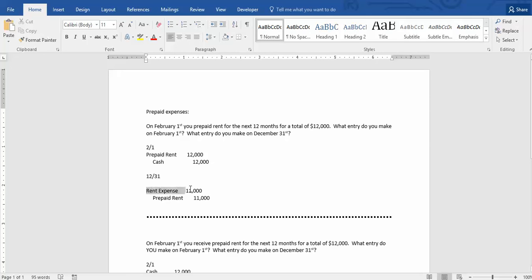Here you recognize your rent expense, and then you're again backing out the prepaid rent because you no longer have an asset, a current asset, that's as valuable because you've consumed 11 months.